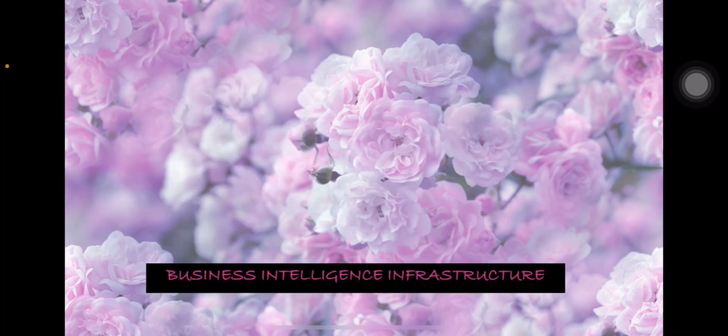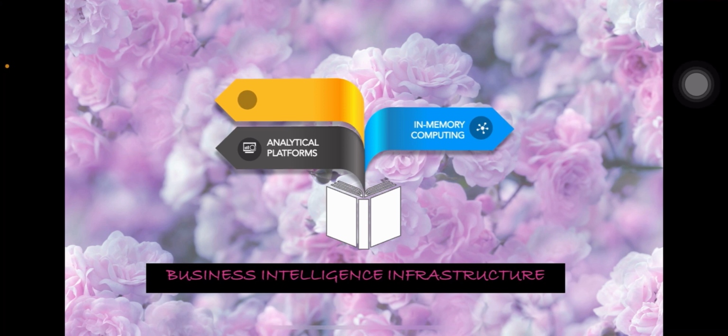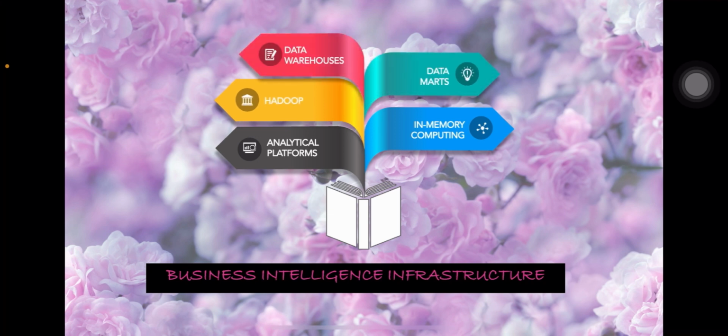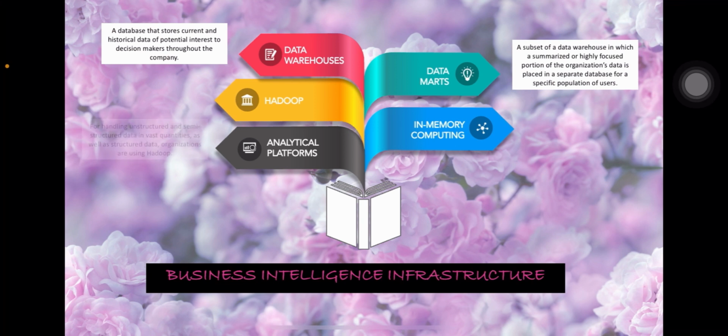Next, business intelligence infrastructure. First, we have analytical platform, in-memory computing, Hadoop, Datamart, and data warehouse. Data warehouse, a database that stores current and historical data of potential interest to decision makers throughout the company. Second, we have Datamart. Datamart are the subset of a data warehouse in which a summarized or highly focused portion of the organization's data is placed in a separate database for a specific population of users.